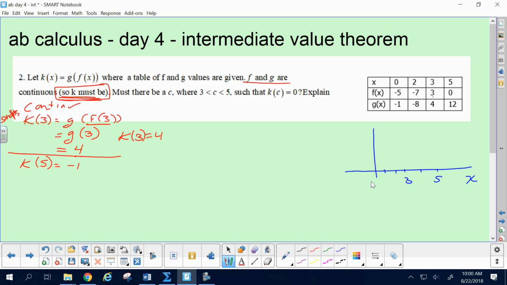Negative 1. Do we all agree there? Does anybody not see where that came from? Okay. K then, which is like y values, passed from 4 down to negative 1. So think of it like here, whatever k looks like, it passed continuously from 4 down to negative 1. So must it have passed through 0?